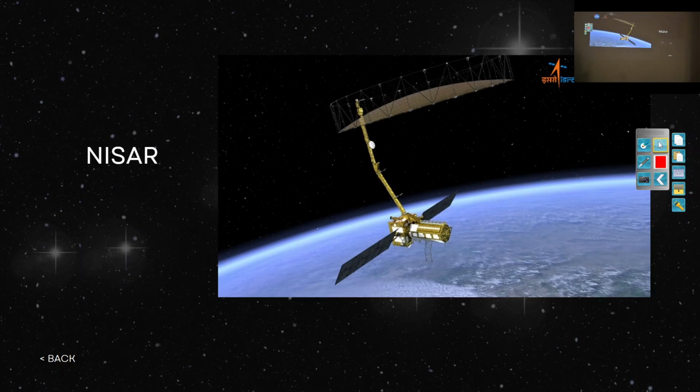It is going to study movement of glaciers and ice sheets, geomorphology, and vulnerability of wetlands, thereby monitoring climate change.